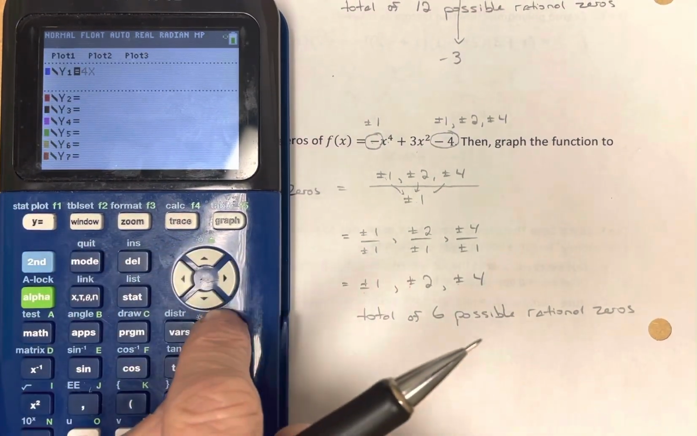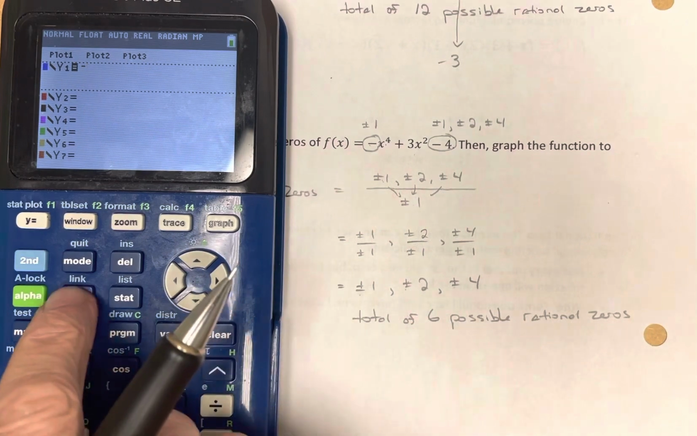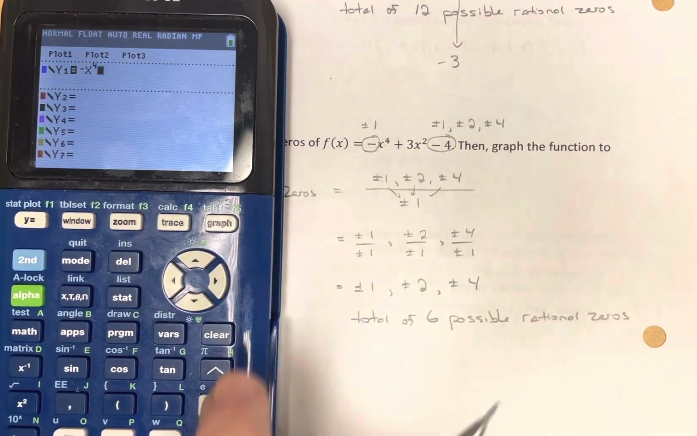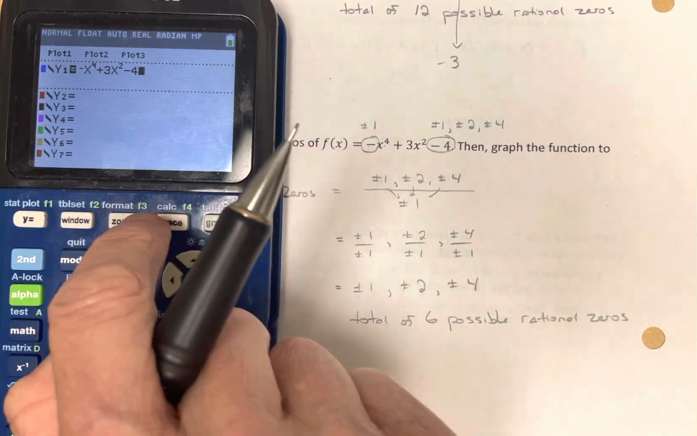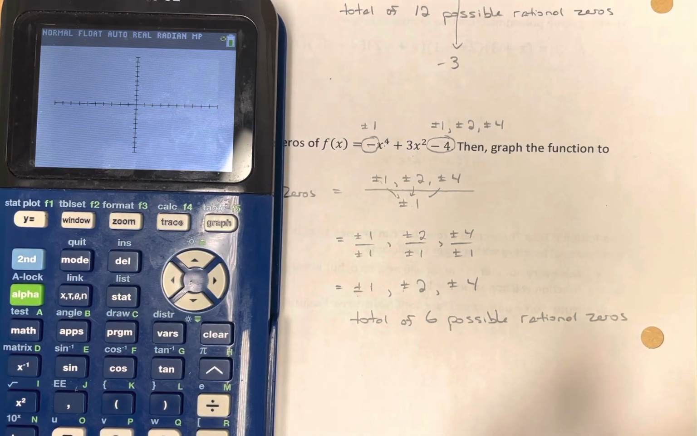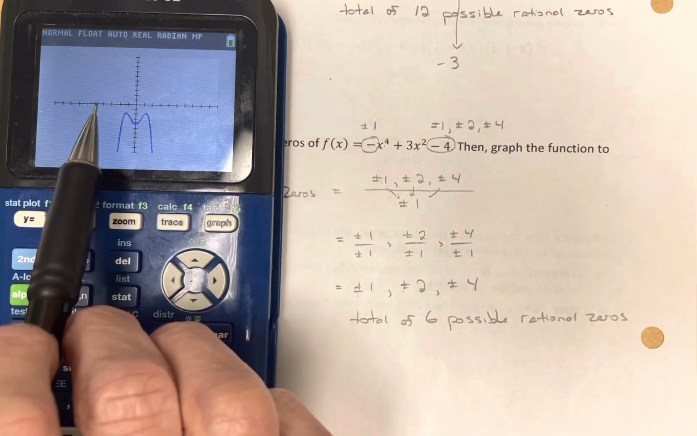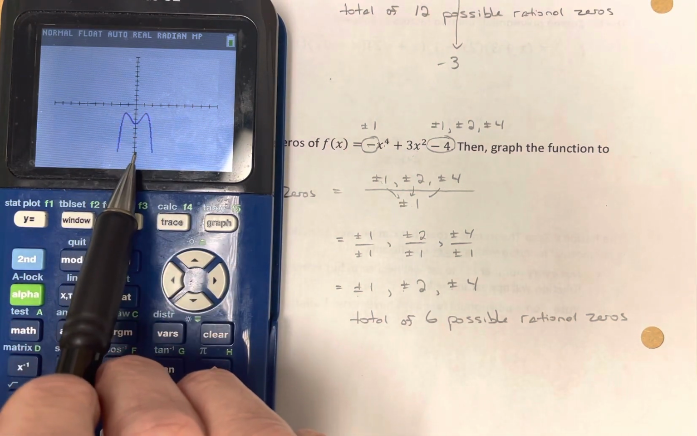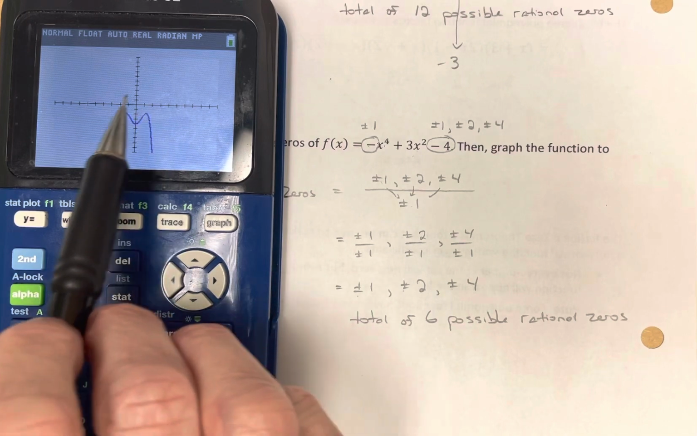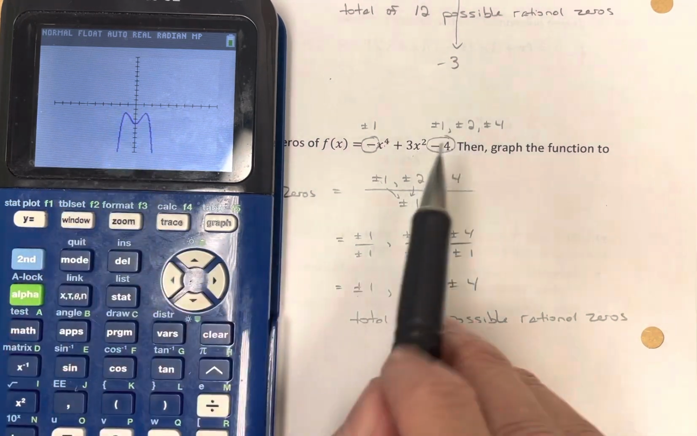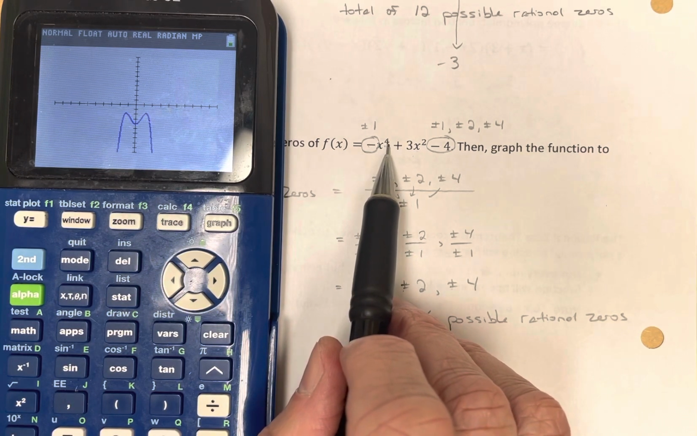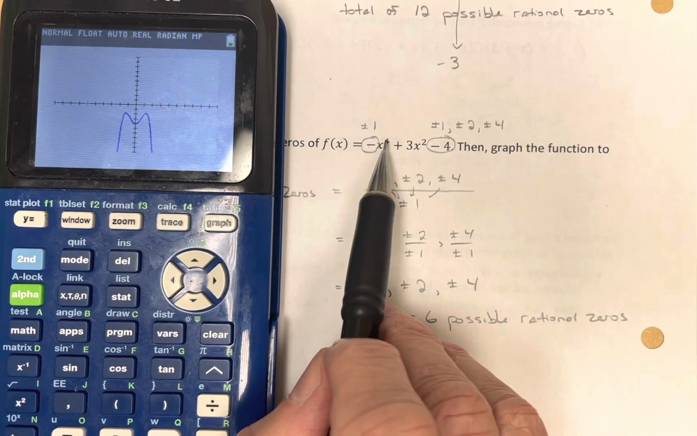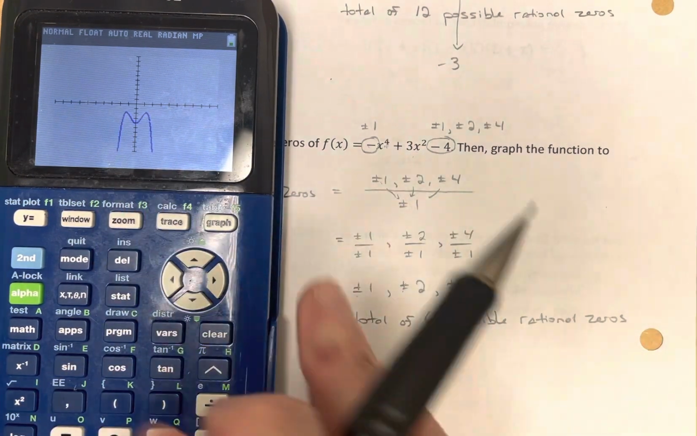And I'll go back to my y equals, and I'll put in this function, which is -x to the 4th plus 3x squared minus 4. I think I'm in the standard, but I'll check, and here it is. And guess what? I don't have any real zeros at all. This graph is entirely beneath the x-axis, so I have no real zeros. It's a 4th degree polynomial, which means that all 4 of my solutions are imaginary. Kind of unique, but I have no real, which means I have no rational.